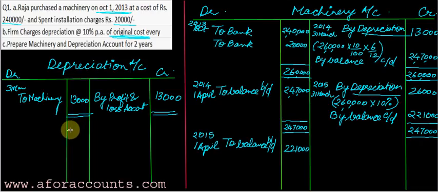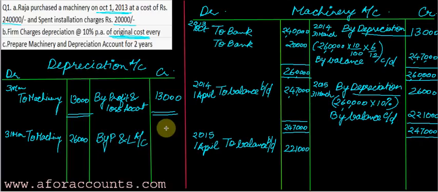Now 31st March again for the next year, depreciation account debit to machinery. Okay, so that is in the second year it is 26,000. So write 26,000 here because the entry is depreciation to machinery, and on 31st March again write by profit and loss account, transfer it to profit and loss, which is 26,000. Hope you have understood the concept.